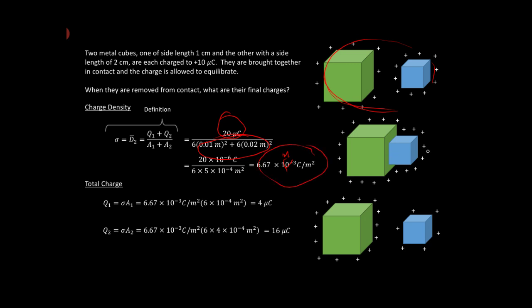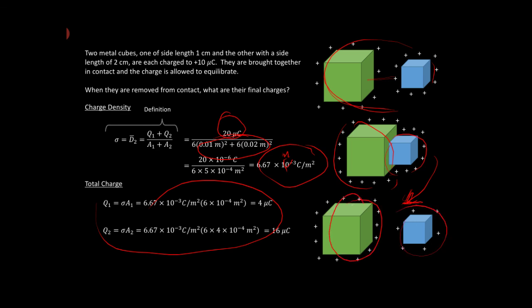Finding the density then allows us to find what the charges on these are afterward. Here they're separate, but when they come into contact, they equilibrate so that they have the same amount of charge in each spot. And when they're brought apart, they each have the amount of charge that they had previously there.